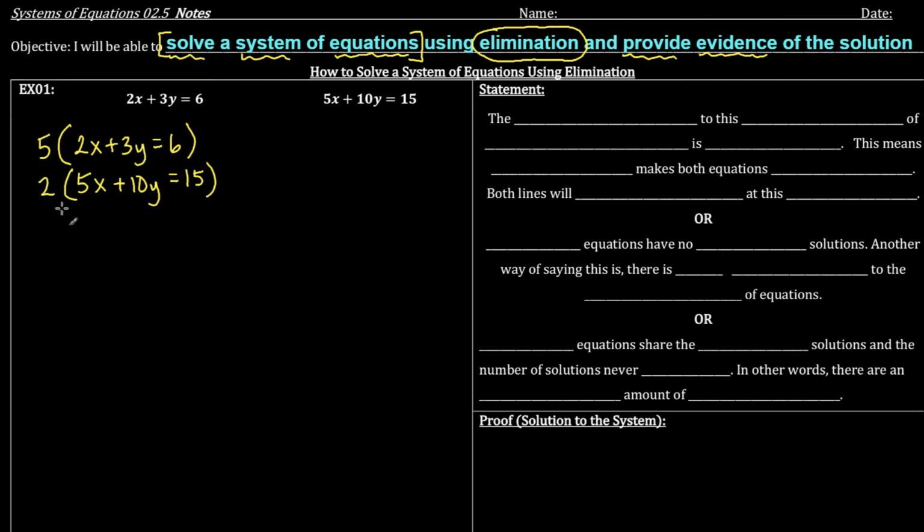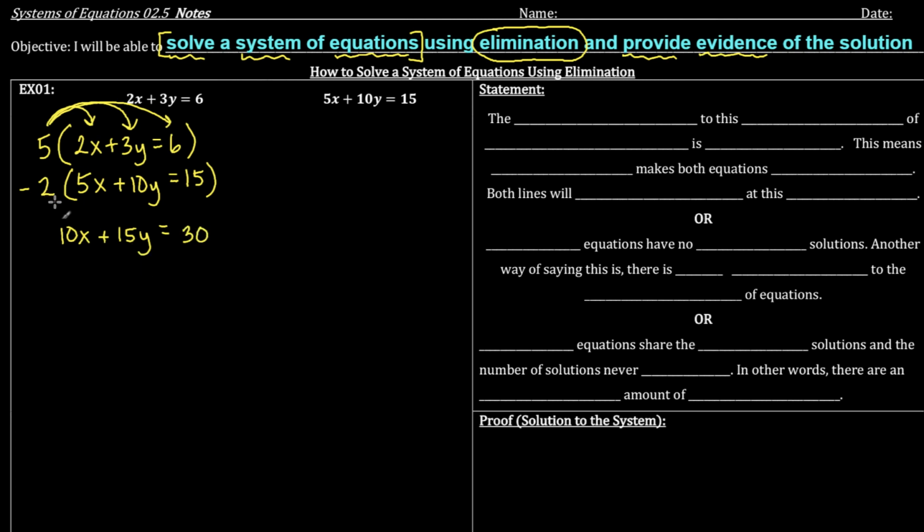Now, if you do this, you will get positive 10x and positive 10x, which would be an issue because we need a positive and a negative. So I'm going to make this one a negative. So 5 times 2x is 10x. 5 times 3y is plus 15y. And then 5 times positive 6 is positive 30.